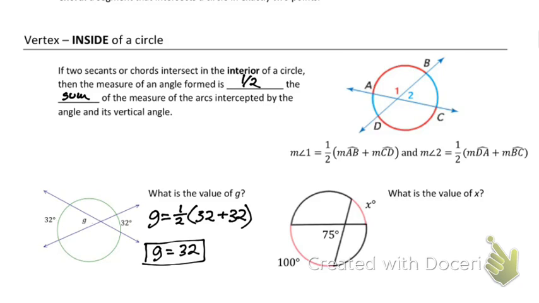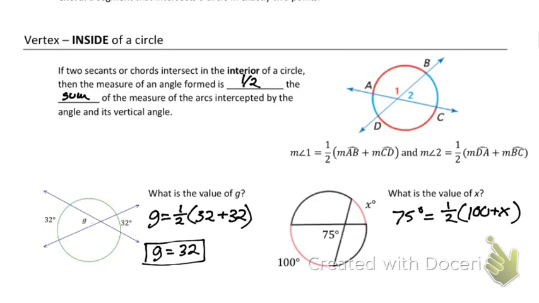For our next one, we have two lines that are intersecting inside a circle. So that means the measure of the angle equals half the sum of the two arcs. So that means 75 degrees is my interior angle. That's going to equal 1/2 my two arcs added together. So that's 100 plus x.